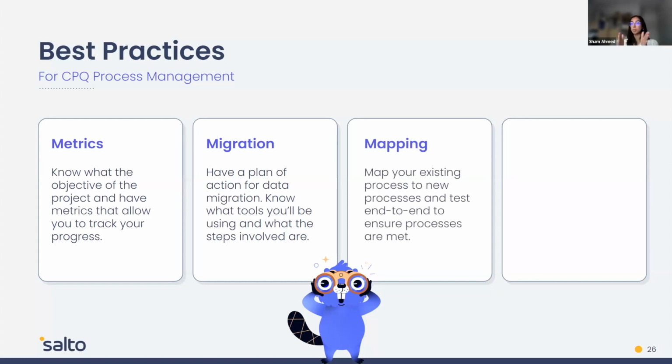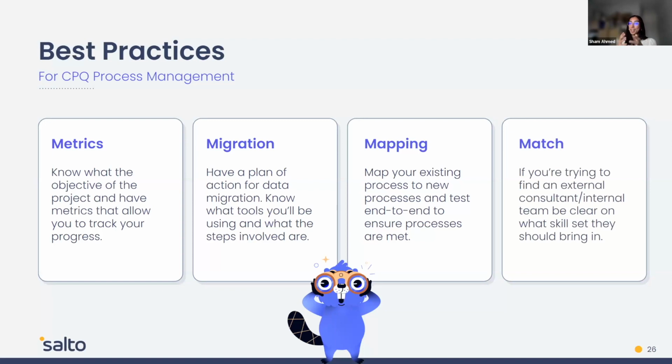The third one is mapping. When you implement CPQ, you're replacing a lot of the processes your users are doing on a day-to-day basis. So know which processes are going to become redundant because of your new CPQ process, and know which ones map onto the new process, because whether we like it or not, as builders, we are still part of improving user management and user adoption of CPQ.